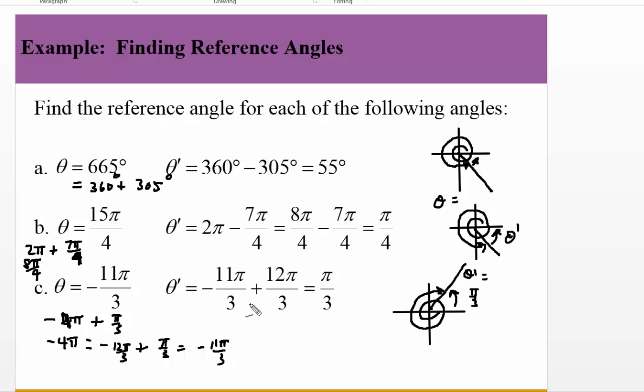And there's more than one way to think about these as well. I always like to draw pictures and see where I'm at and then kind of look at that acute angle between the terminal side of theta and the x-axis.